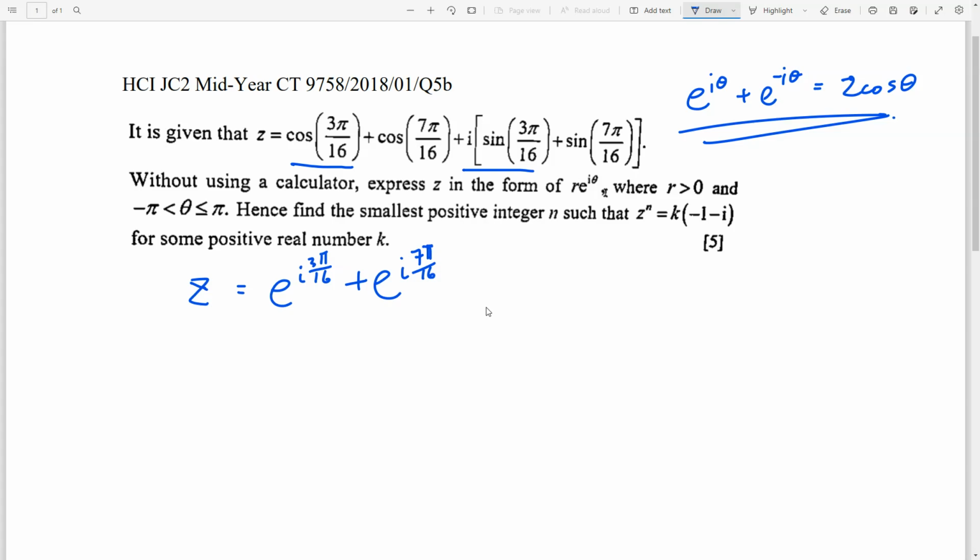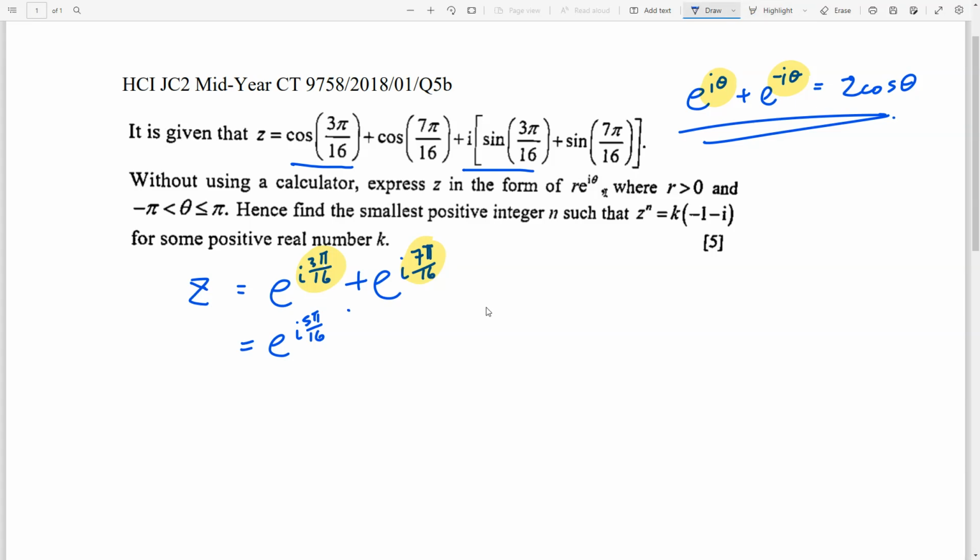Because of the plus here, if it's a minus, then it will be 2i sin θ. For this part, the two angles are the same in magnitude, opposite in direction. So the way to do this is to take out a certain factor so that you get the same magnitude for both. The factor that we take out will be 5π over 16. How to get 5π over 16? Basically, take this and this, sum up, and then take the average.